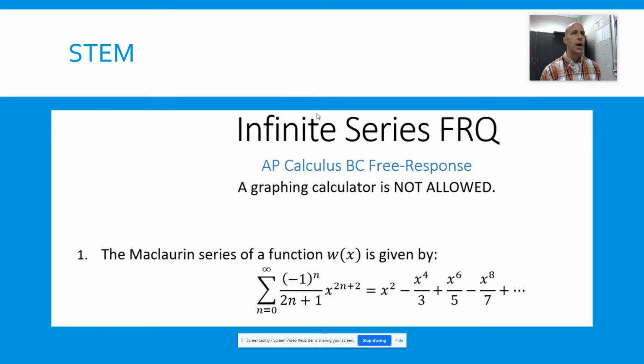So the stem for my question is as follows. I should note this was required to be no calculator. I gave the Maclaurin series for the function w of x, and it's given by the sum from 0 to infinity of negative 1 to the n over 2n plus 1, x to the 2n plus 2. So that, when expanded out, gives us x squared minus x to the 4th over 3 plus x to the 6th over 5 minus x to the 8th over 7, etc.